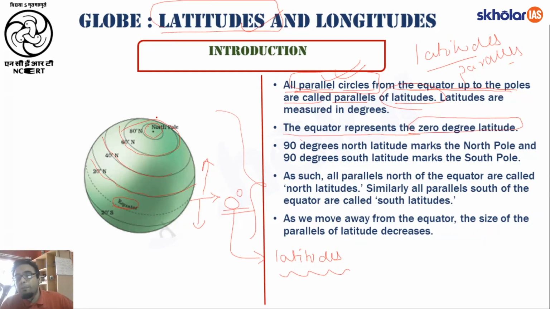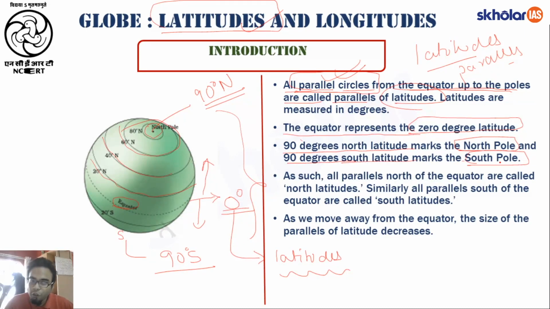So of course at the poles, what will we have? The north pole will be 90 degrees, and the south pole, which is present here, will be 90 degrees. Since the north pole is located at 90 degrees north, this is how we write it. And the south pole we write as 90 degrees south. Then your 90 degree north latitude marks the north pole, and the 90 degree south latitude marks the south pole. Understood? Fine.